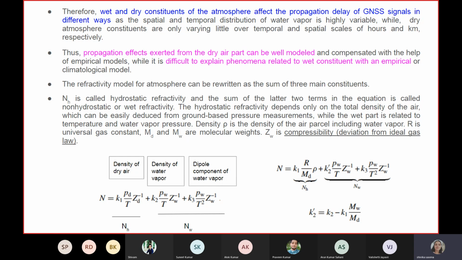While the wet part is related to temperature and water vapor pressure, which is dynamically varying and much harder to model. Hence, what is the general trend? We find out what the hydrostatic part is, and then from the total we remove the hydrostatic part to get the wet part. Okay, as we'll see in the next slides.